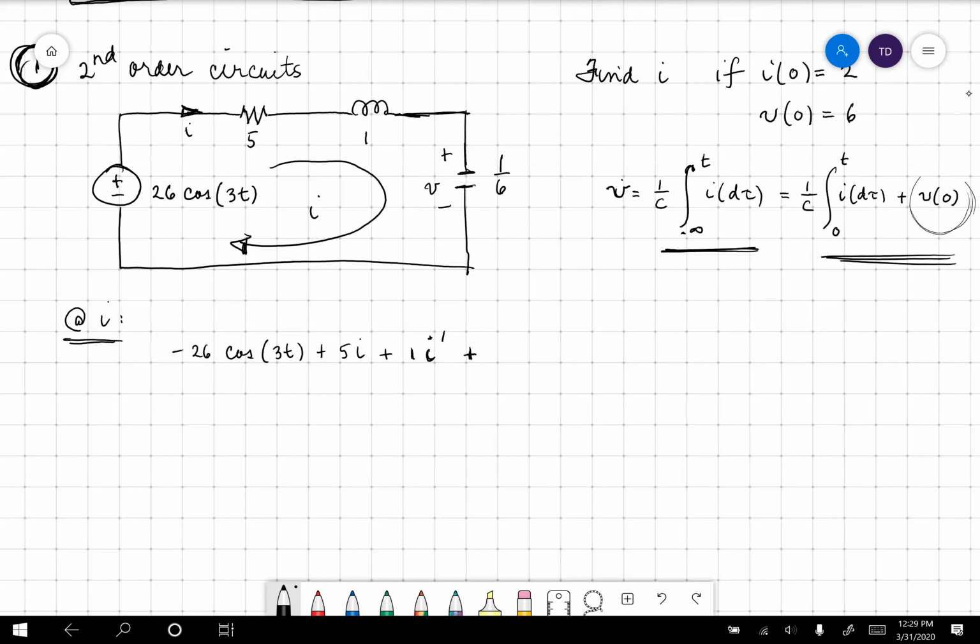So 1 over C, C is 1/6. So 1 over 1/6, remember 1 divided by 1/6 is just 6. So this is going to be 6 times the integral from 0 to time t of I d tau plus V at 0. We know what V at 0 is, but I'm going to put it in right now. Just a reminder, V at 0 is given to us. Here it is up here. I'll circle that for you. See that? It's equal to 6. So that's 6.